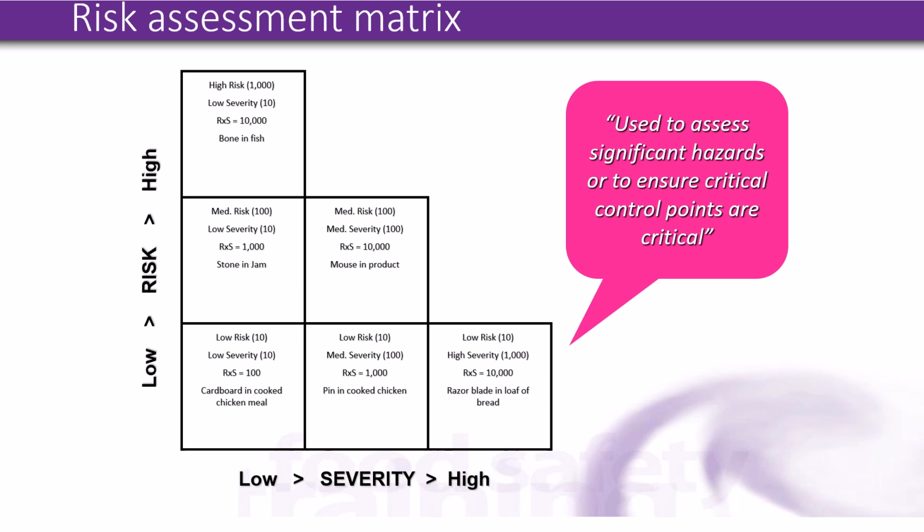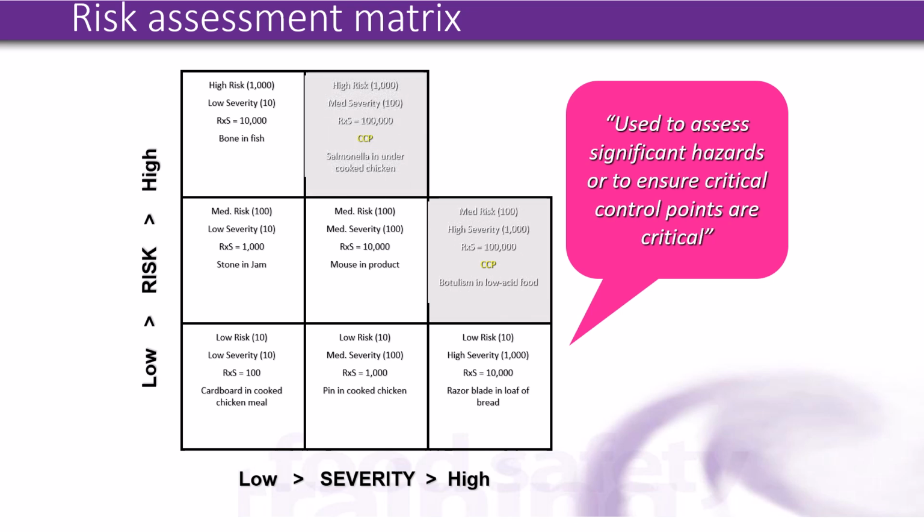Then if we go on to the high risk, we've got a bone in fish. It's low severity, but a high risk of it happening. Low severity because it's not going to cause much of a problem, but there's a high risk of it being present. That gives us a score of 10,000, which is high. Similarly, if you look at the razor blade in a loaf of bread, it's low risk. It's not likely to occur, but it could. Obviously, if you're using metal detectors and spotters, it's not going to happen. But the severity, if that gets in somebody's mouth, it's going to cause a lot of problems.